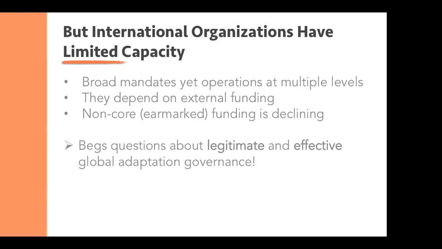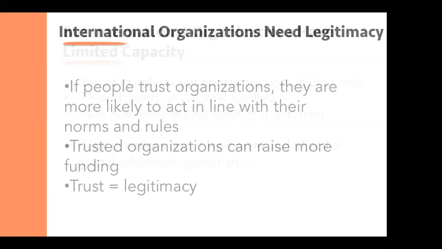So I would like to talk about two aspects that international organizations really need, two resources that they really need, in order to deal with this limited capacity. And one is legitimacy, that is basically the support of citizens and elites. And the second is information from private actors to be able to act effectively. So I'll start with legitimacy.